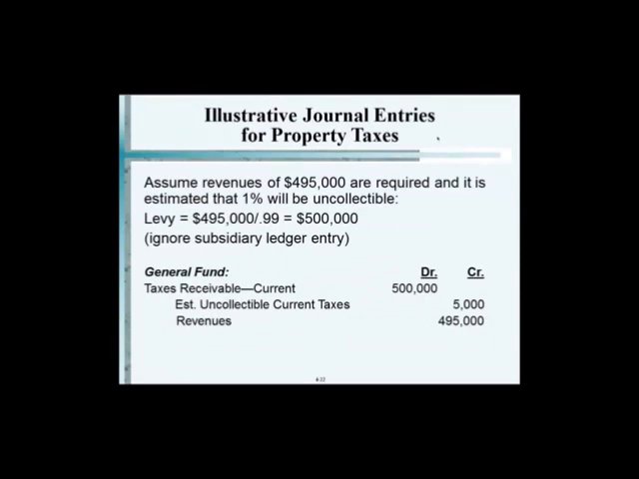Okay, here we go with our first journal entry on property taxes. I want you to just study this for a moment. Very important to get the debits and credits right. There's 1% uncollectible, so 495,000 is going to be received. An estimated uncollectible current taxes of 5,000. It's like your provision for doubtful accounts. Everybody see this? Anybody have a problem understanding this journal entry? You need to get the titles of these accounts right. Taxes receivable current. Estimated uncollectible current taxes. You have to get the titles right. Okay? This is at the start of the year.